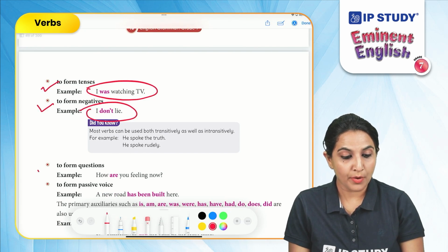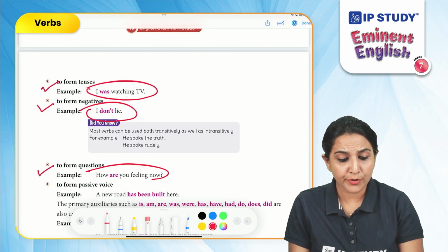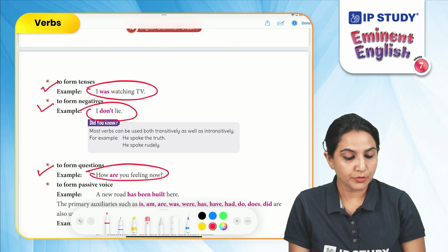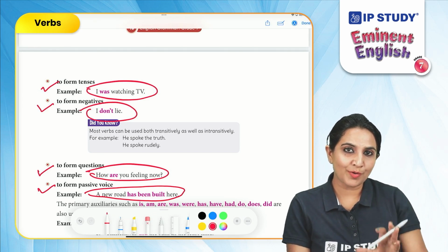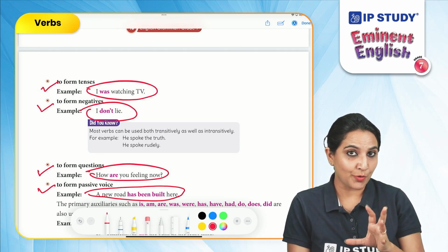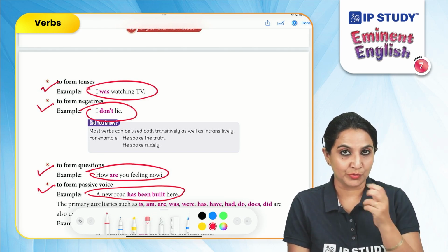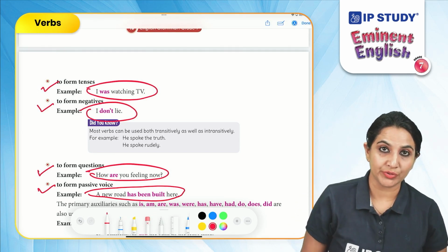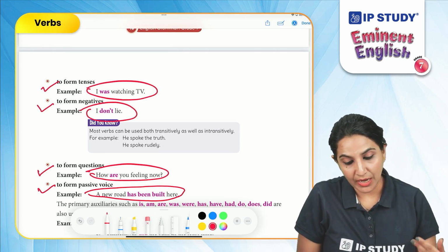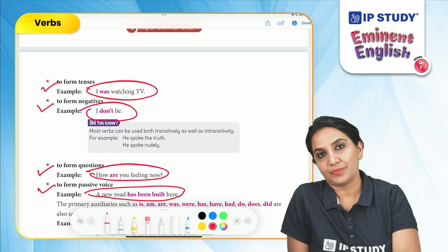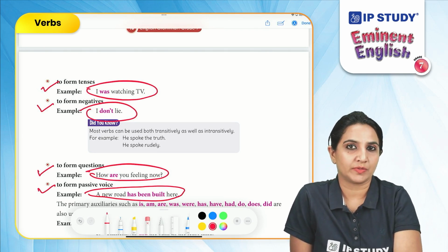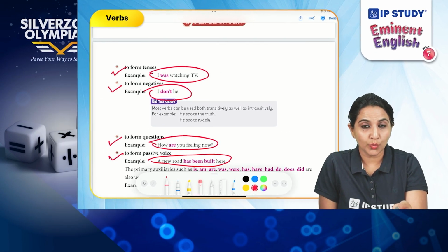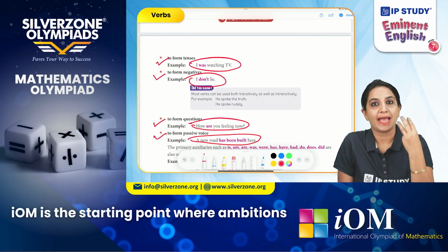To form questions: how are you feeling now? To form passive voice: a new road has been built here. Now, in all of these four types, did you observe that we have used auxiliary verbs like was, don't, are, has been built? So, in the beginning we did, there are three types of primary auxiliaries. That means do, have, and be.